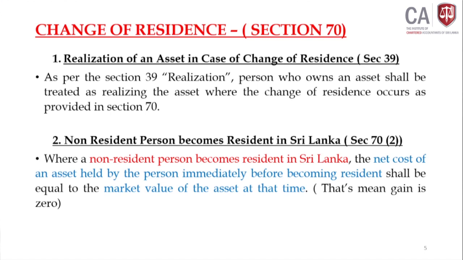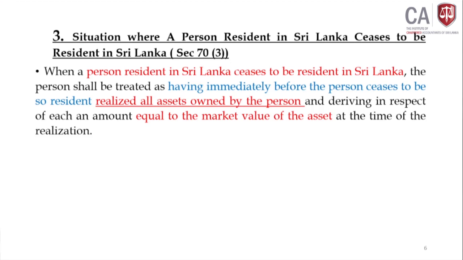Under that, are the market value and the net cost the same or different? It is the same. Then the gain is 0. That's why I have explained. That means the gain is 0. Then we will go to the next change of residence situation.